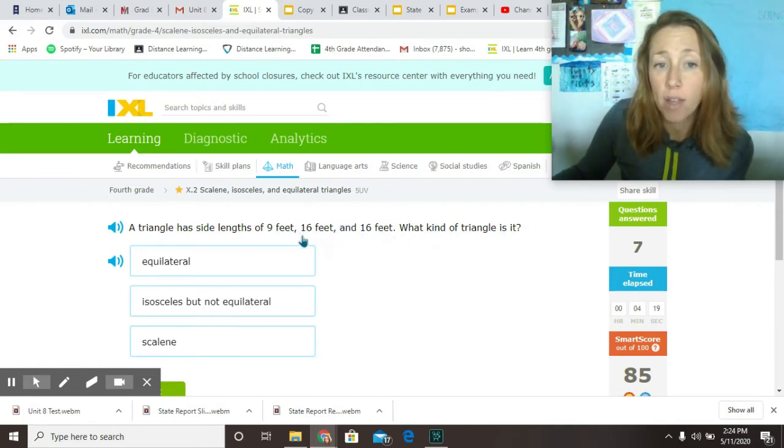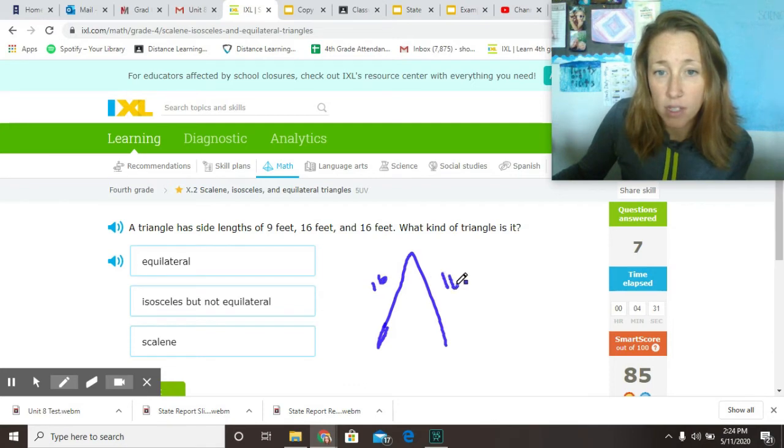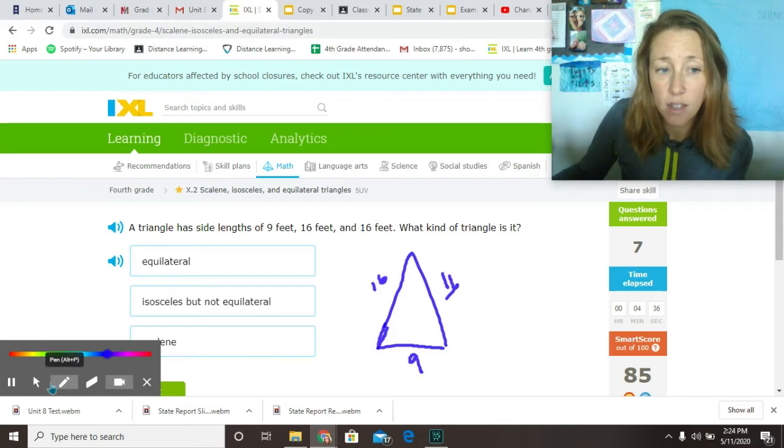Well, from here I know I have two sides that are the same length. Two that are 16 feet. So if I was to draw a picture of this triangle, oh my gosh, my drawing is terrible. So this would be 16, this would be 16, this would be 9. So if I have two that are 16, it's going to make it isosceles.